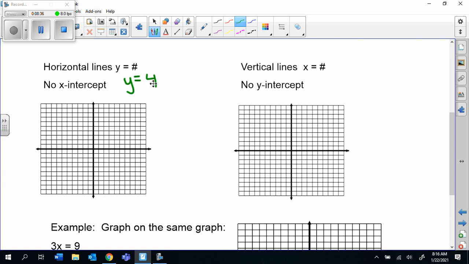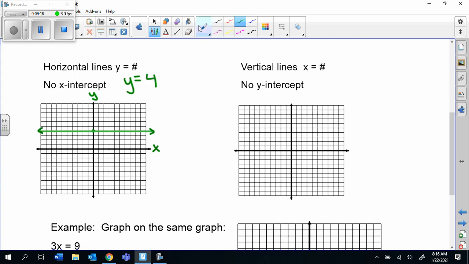If that is your whole equation of the line, not just a point on a number line, but on a coordinate grid, where is y equal to 4? Up 1, 2, 3, 4. And it's not just a point, it's the whole line. So it is a horizontal line through 4 that goes forever. Notice how there is no x-intercept. It's parallel completely to the x-axis.